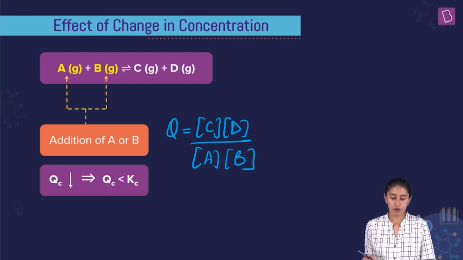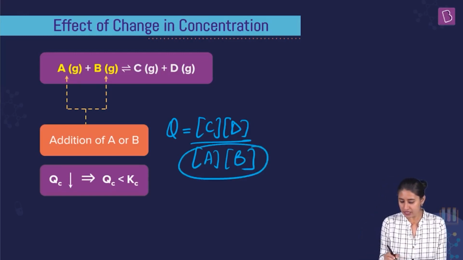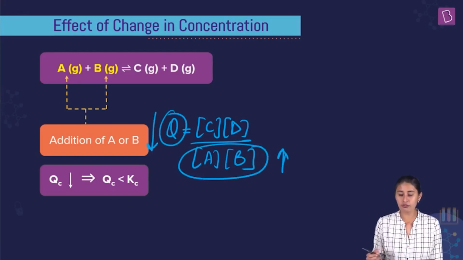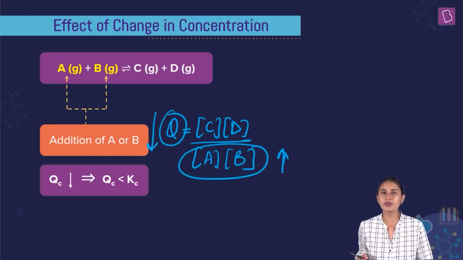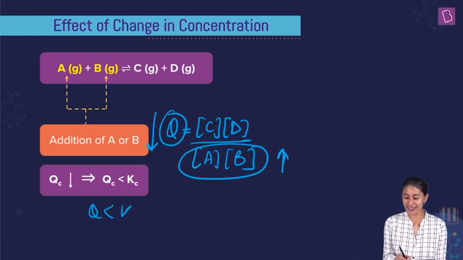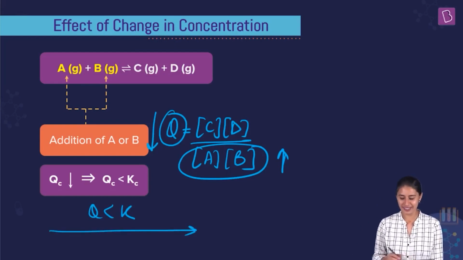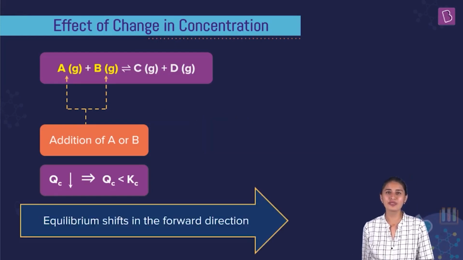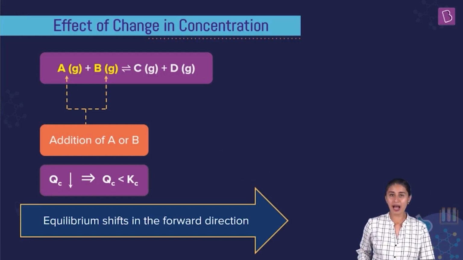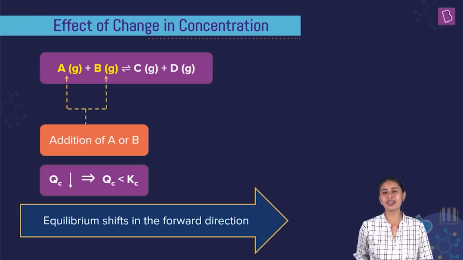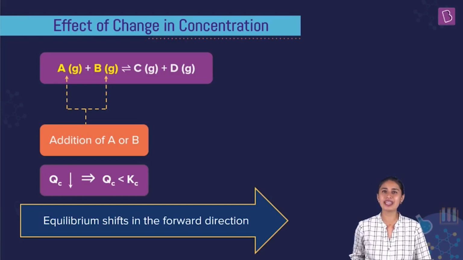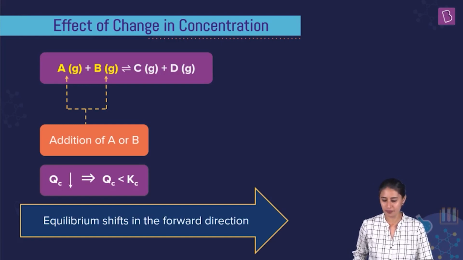Now, we are saying we are increasing A and B. If A and B concentration increases, of course, the denominator is increasing and Q is decreasing. If Q is decreasing, Q is less than K, the reaction goes forward, right? So the reaction will keep going in the forward direction till another equilibrium state is attained. Till that time, the reaction keeps going forward, right?